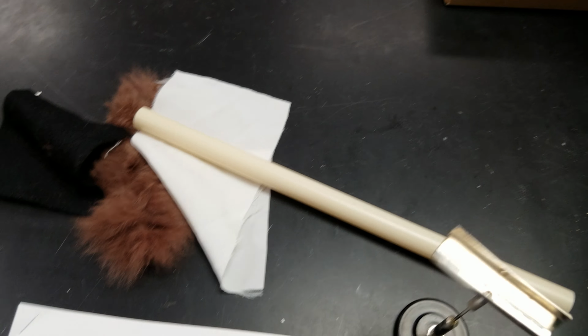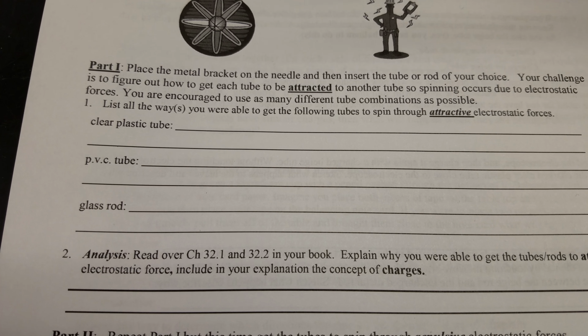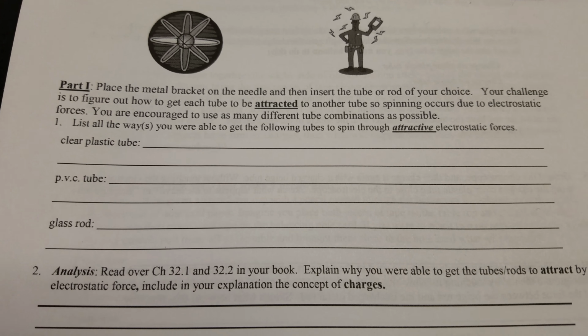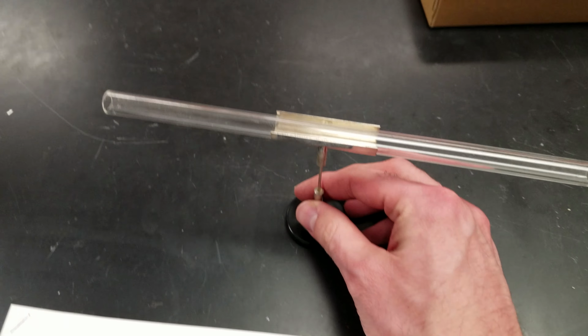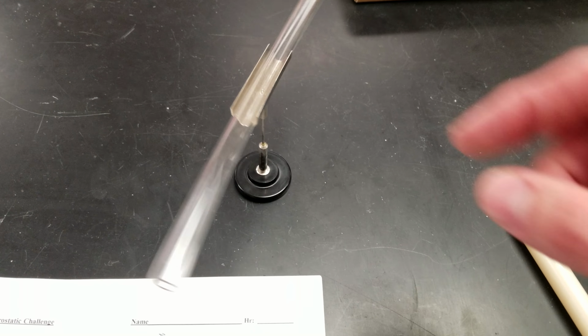And let's say for the very first example here, it says I want to find out ways to get the clear plastic tube to spin because of attraction. So what I'm going to do is set up this clear plastic tube on the little trough here, and it's kind of easier to spin.